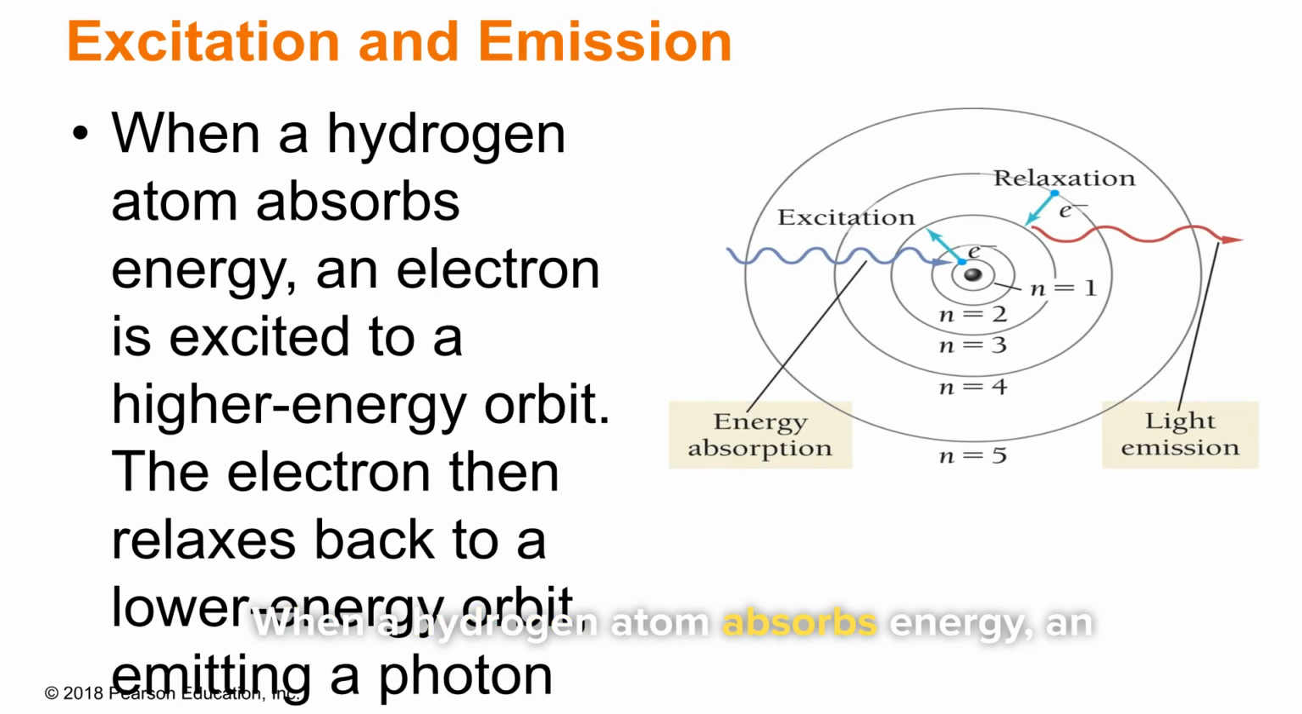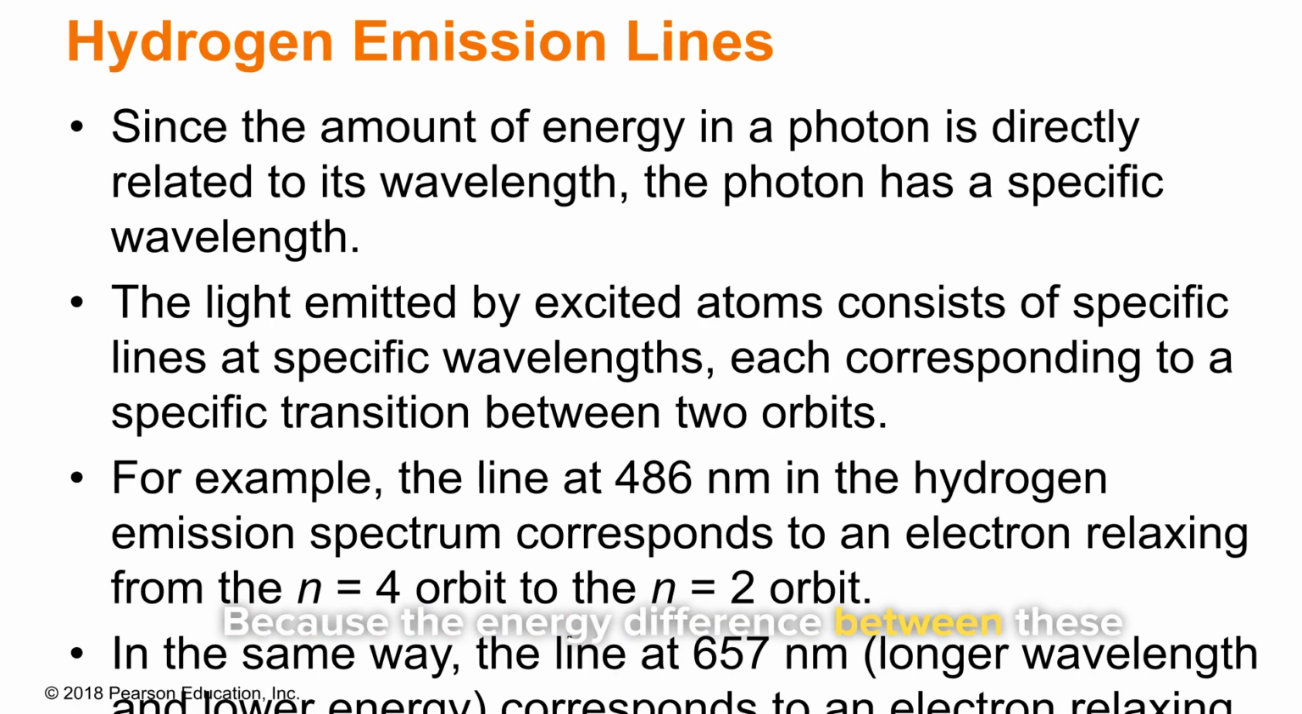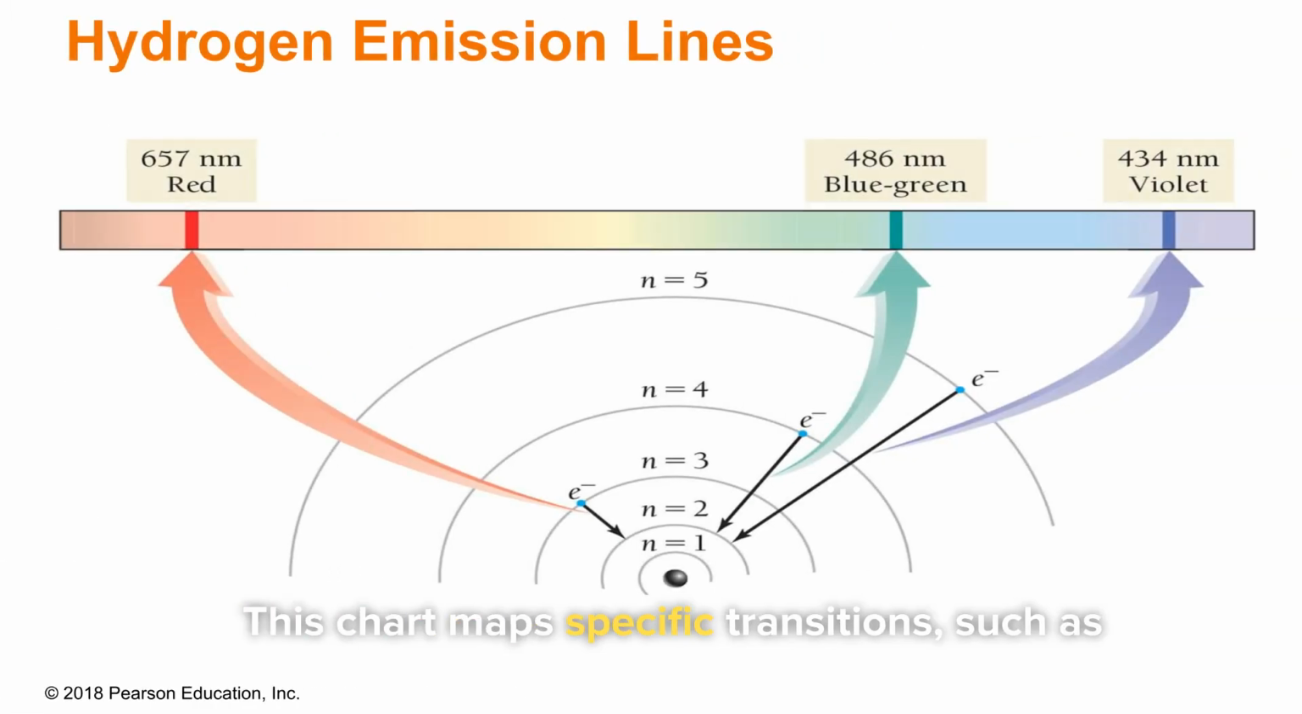When a hydrogen atom absorbs energy, an electron is excited to a higher orbit. When it returns to a lower energy orbit, it releases a photon of light. Because the energy difference between these orbits is fixed, the light emitted has a specific, corresponding wavelength. Each line in the spectrum represents one of these transitions. This chart maps specific transitions, such as the electron dropping from the fourth orbit to the second, or the third to the second, matching the observed spectral lines.